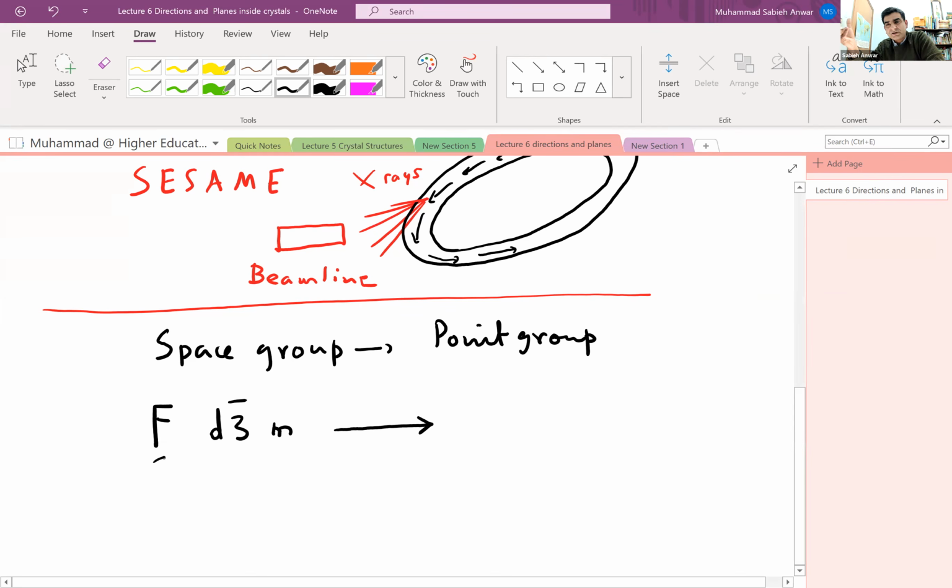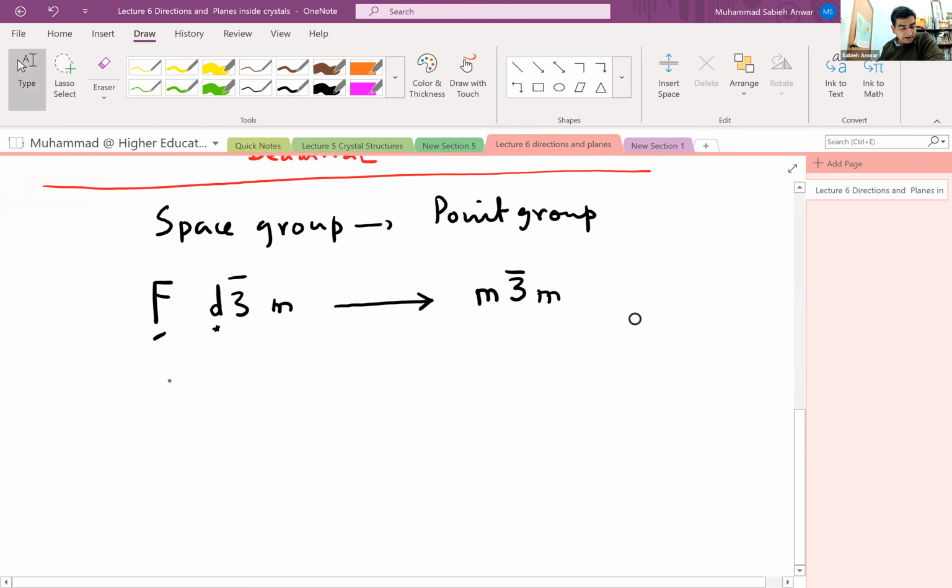So you just ignore the first centering indicator, the F, you ignore it. You replace all glide planes by mirror operation. So this diamond D glide plane is replaced by M. A roto reflection remains a roto reflection, 3 bar, and an M remains an M. So the point group of this space group is m 3 bar m.